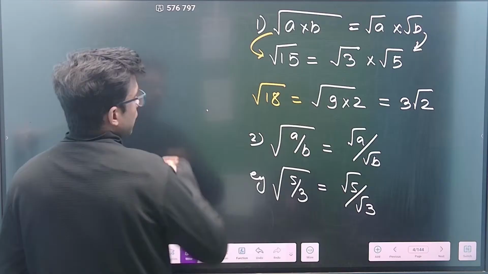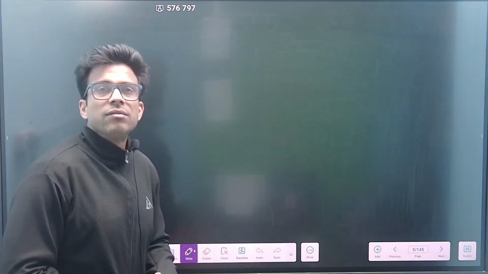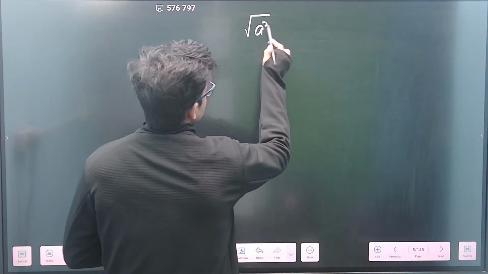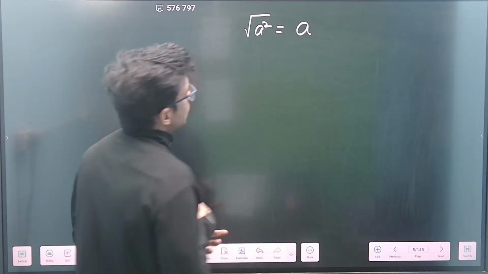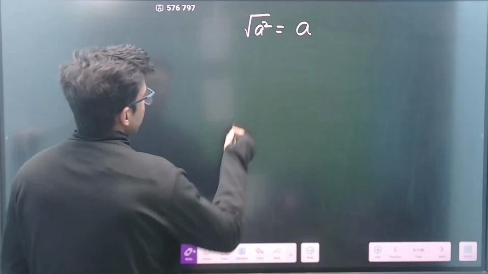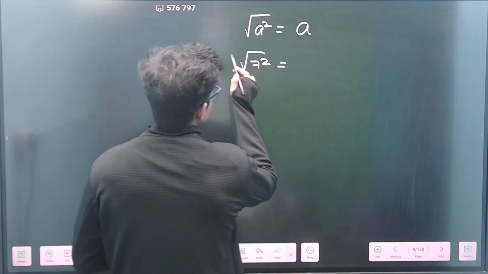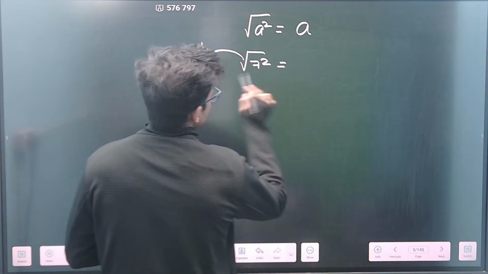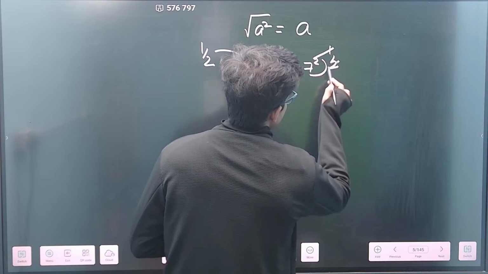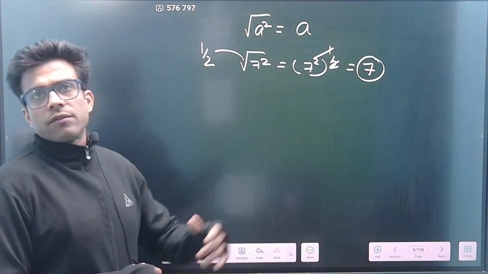Now let's come to the other part. Suppose I write root a whole square, root a squared. This is nothing but a. For example, if I write root 7 whole square, the square root is basically power 1 by 2. So you can write 7 squared to the power 1 by 2. This gets cancelled out and will again become 7 only. So that is the logical way of solving it.